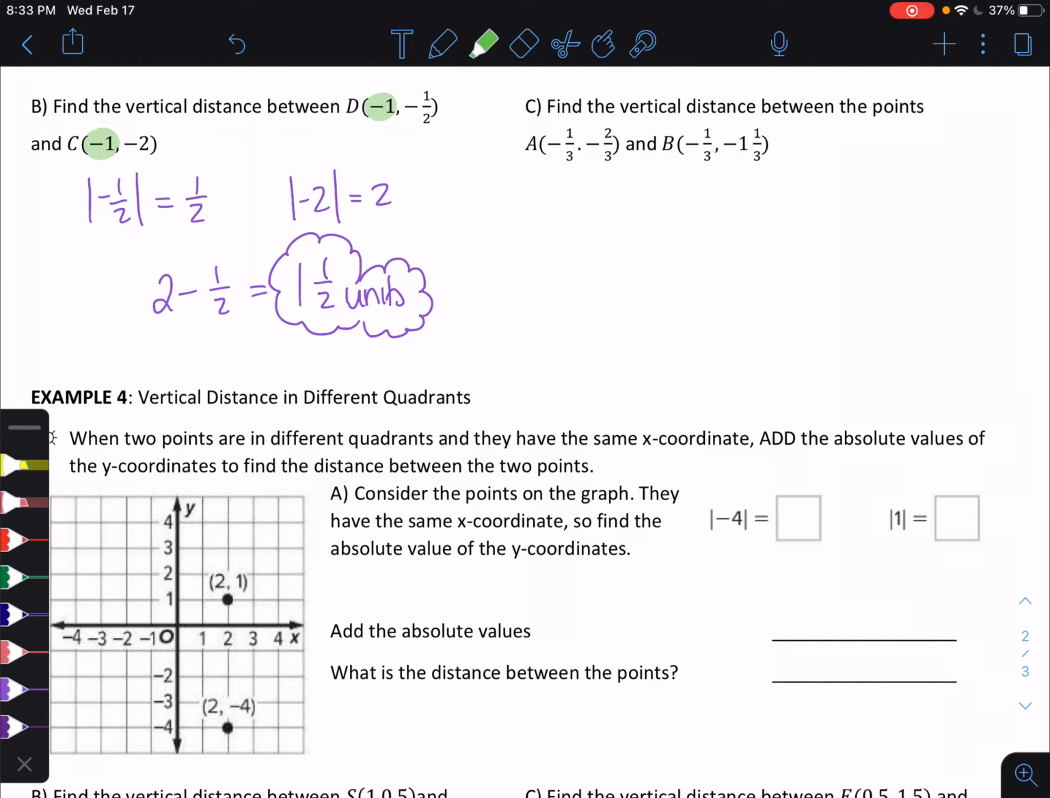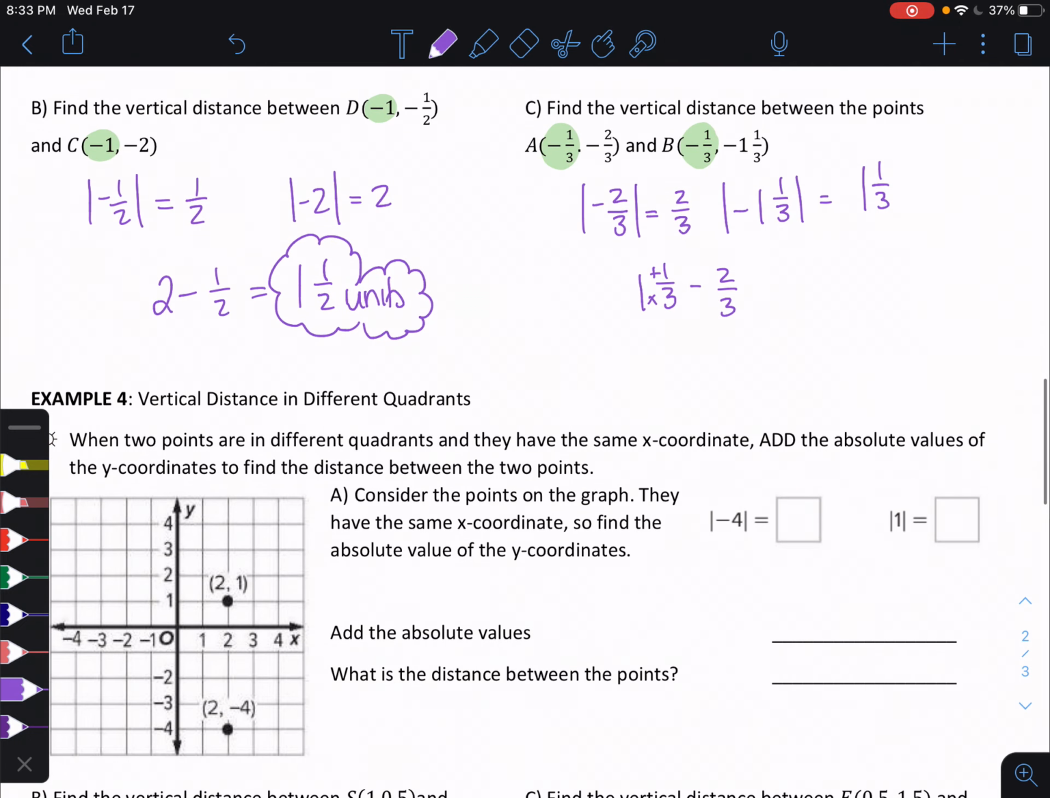In part C, again, my x coordinates are the same. So I'm going to take the absolute value of my y coordinates. And I get 2/3 and 1 1/3, and I'm going to subtract. So 1 1/3 minus 2/3. For this one, the denominators are already the same, but I can't do 1 minus 2, so I'm going to change the mixed number to an improper fraction. 1 times 3 is 3, plus 1 is 4 over 3, minus 2/3 leaves me with 2/3 units.